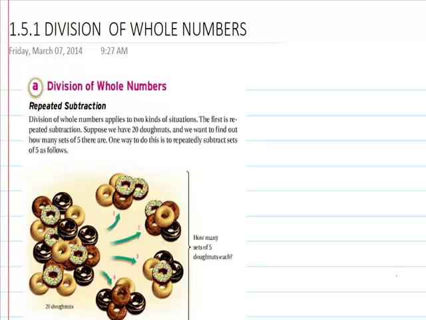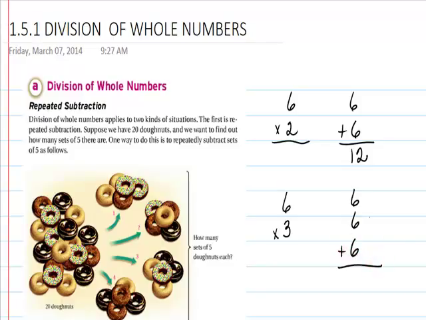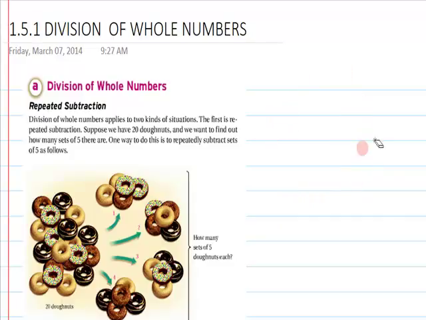When we talked about multiplication and we had 6 times 2, what we were really saying is that we were adding 6 to itself 2 times to get the 12. If we said 6 times 3, we were adding 6 to itself 3 times. And although I didn't mention it in the previous video, multiplication is really repeated addition. Division is really repeated subtraction.